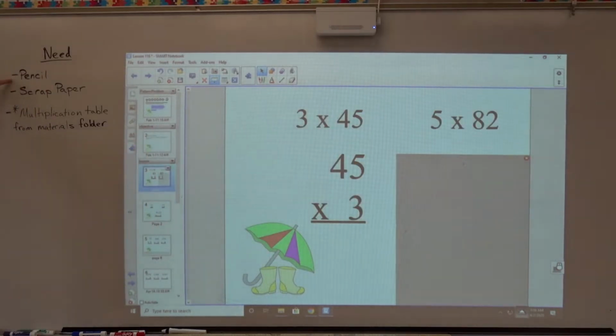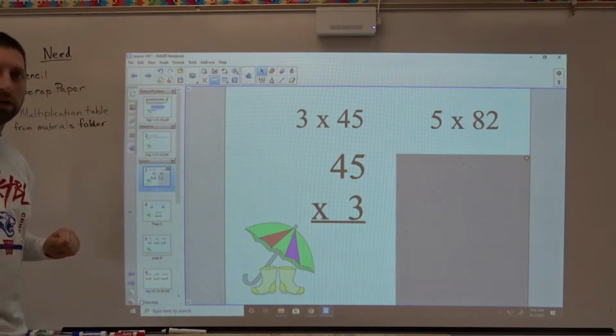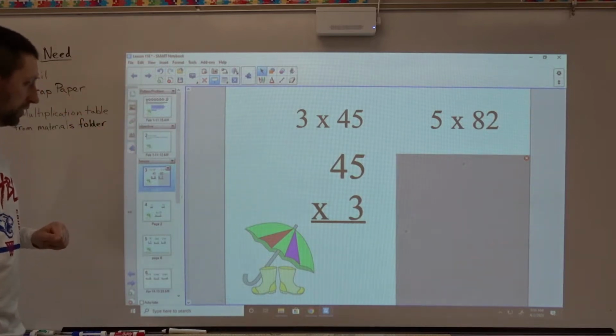So before we get started, make sure you grab a pencil. You want scrap paper. And in your materials folder that I sent home, there is a multiplication table. That would be helpful if you don't quite know, or you don't have all the multiplication facts mastered that we might have up on the board here. It'd be helpful for you to try and use that.